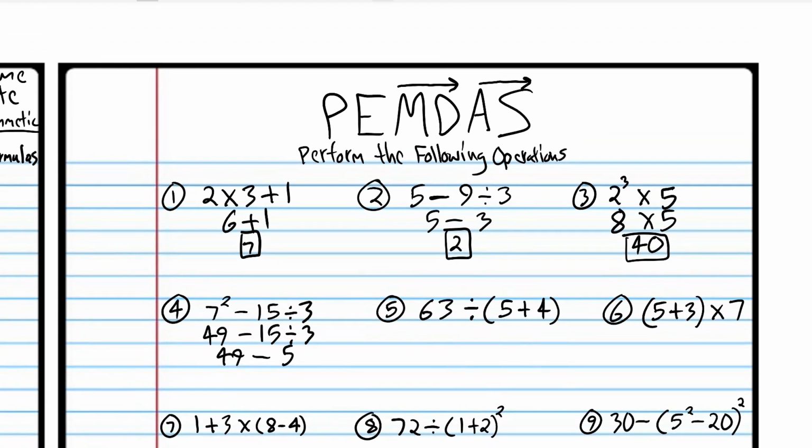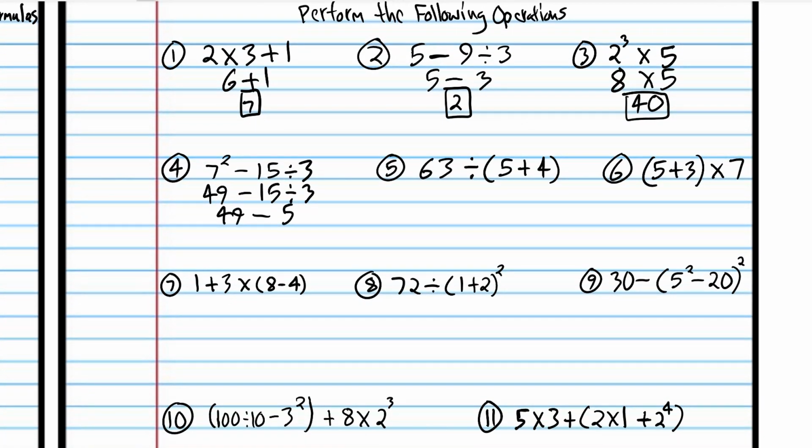And then lastly, we'll do subtraction. Reading left to right, that's the last letter in the acronym. 49 minus 5 is 44. So if you got 44, good job. If you didn't, that's okay. Just go back and figure out what you did wrong.